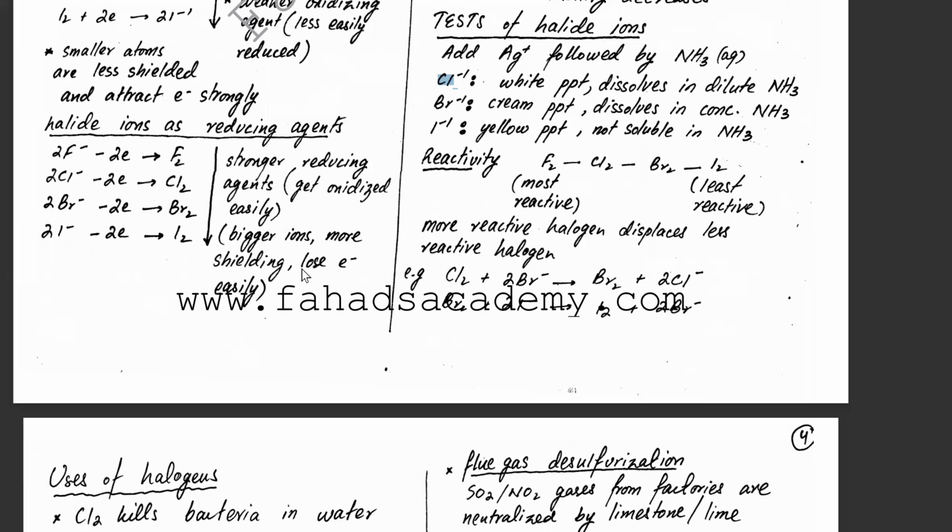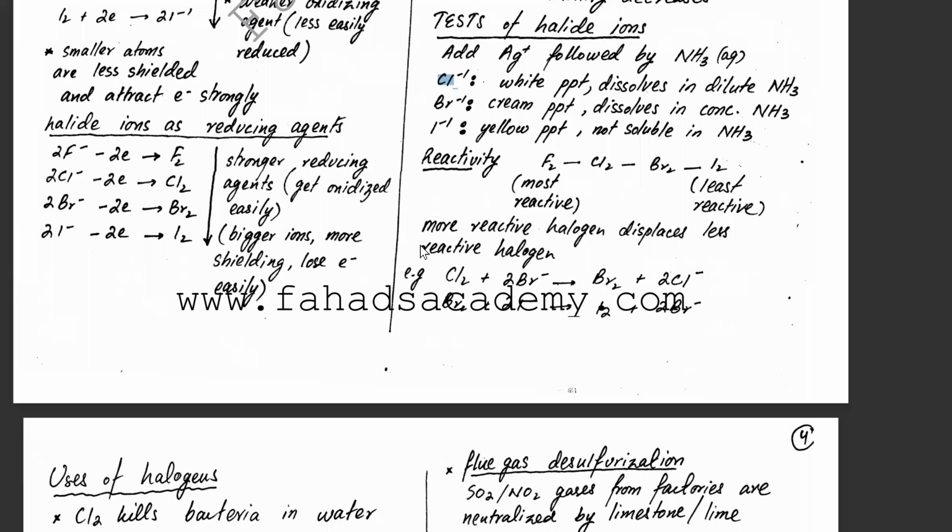Bigger ions are more shielded, so they lose electrons relatively easily. So I-1 really likes to lose electrons. I-1 really likes to form I2. F-1, on the other hand, doesn't like to lose electrons. It's a small atom. F is one of the most electronegative atoms. So fluorine wants to gain electrons. It doesn't want to lose electrons. So the top ones don't like to lose electrons. The bottom ones do like to lose electrons. Is the idea clear?